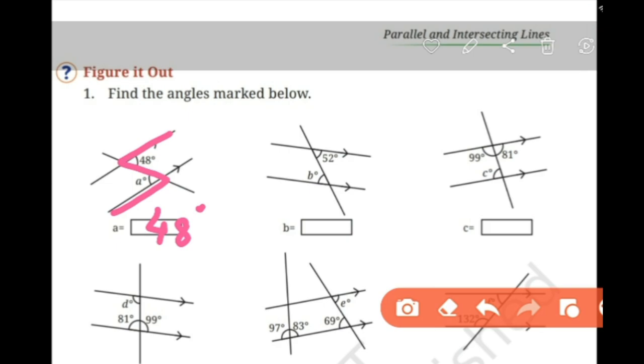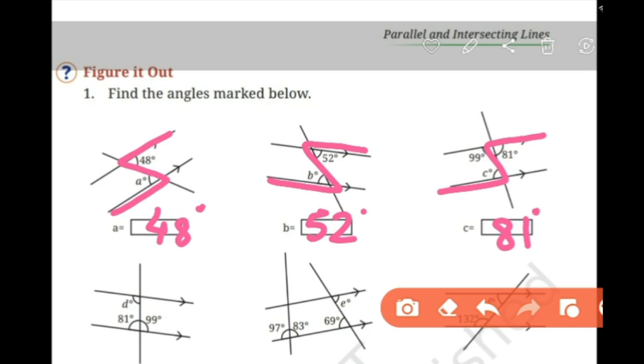Similarly, in the next case, angle B and 52. Again, they are forming a Z shape. So B is also 52 degrees. Now in the next one, we have to find the measure of angle C. Again, this is forming a Z shape. Both the angles are on the opposite side of the transversal but in the interior region. So again, C is equal to 81 degrees.